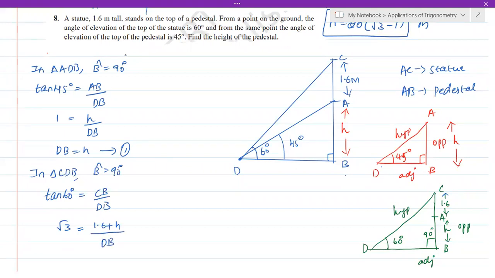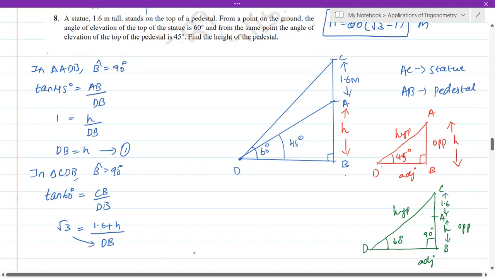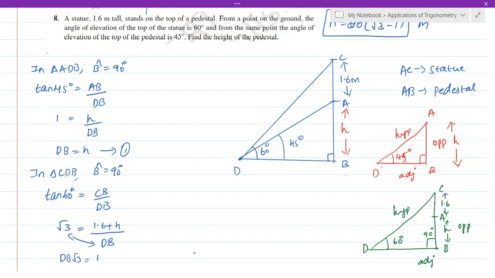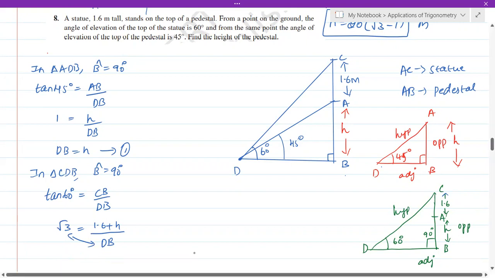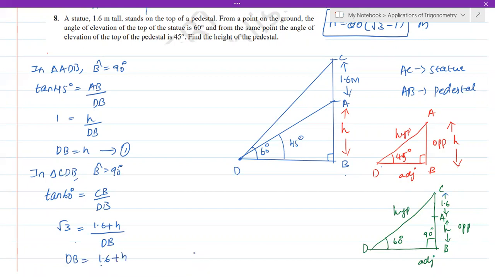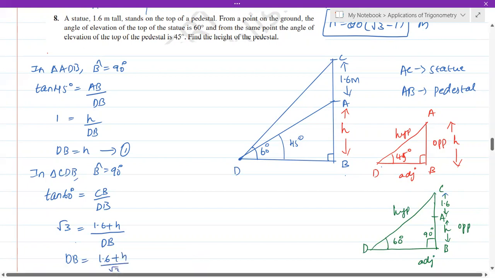So let's cross multiply it. DB into root 3 is DB root 3. Or in other words, let's make it very simple. If you cross multiply it, what do you get? DB root 3 is equal to 1.6 plus H. Then you will send this root 3 to the other side. So let me do it directly. I'm going to swap the places. DB will go here, root 3 will come down. Therefore, that is by cross multiplication. DB is equal to 1.6 plus H divided by root 3.